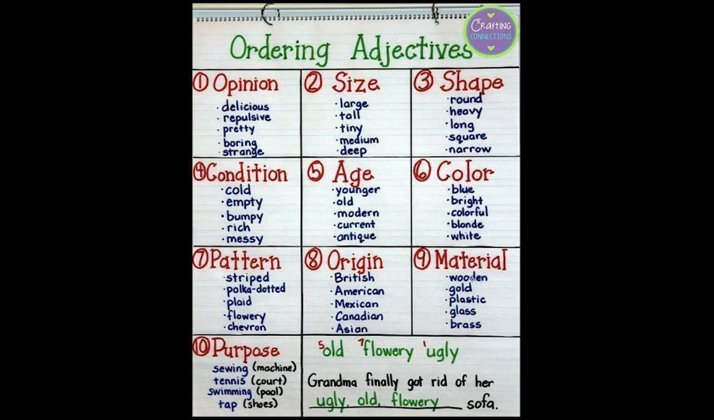About material: wooden, gold, plastic, glass, or brass. Then we have purpose: sewing, tennis, swimming, tap. Okay, so this is the order of adjectives. Este es el orden que deben de seguir cuando vamos a hacer una oración y queremos describir con adjetivos. Primero vamos a escribir adjetivos de opinión, luego de tamaño, luego de forma, condición, edad, color, patrones, origen, de qué material está hecho y el propósito.